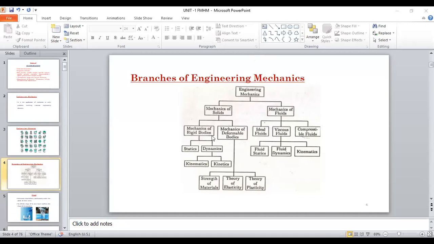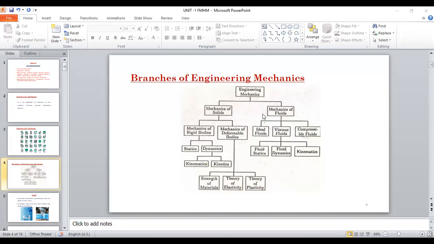And again, these are subdivided, subclassified. Mechanics of rigid bodies are again classified there as two types, that is static bodies as well as dynamic bodies. And under dynamics, again, we have two subtopics that are kinematics and kinetics. And similarly, mechanics of deformable bodies are again classified into three types: strength of materials, theory of elasticity, theory of plasticity. So this comes under mechanics of solids.